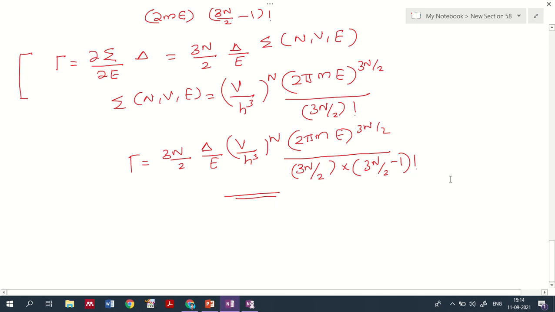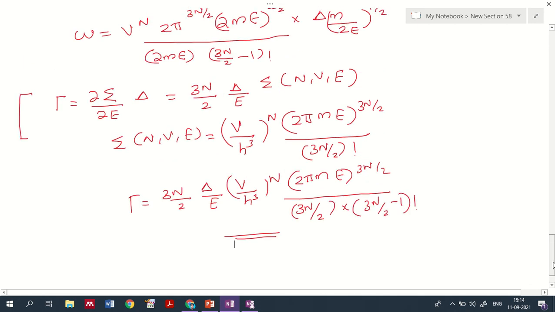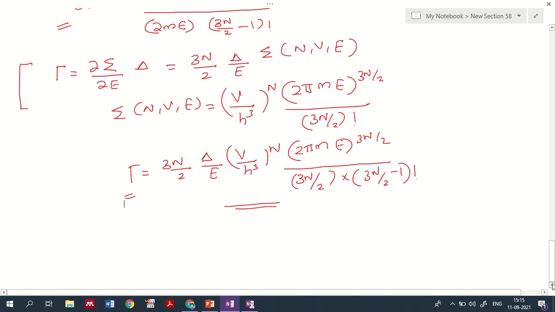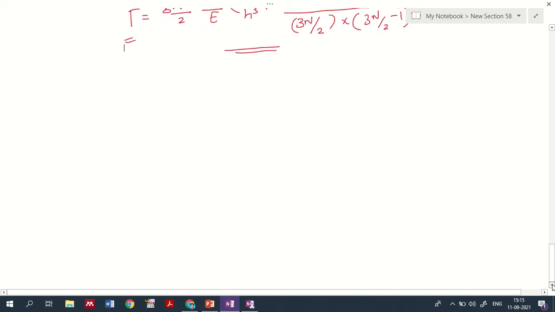Now we already identified the omega value here, and now we have identified gamma. We know that in the last class I spoke about a volume, that is a fundamental volume.